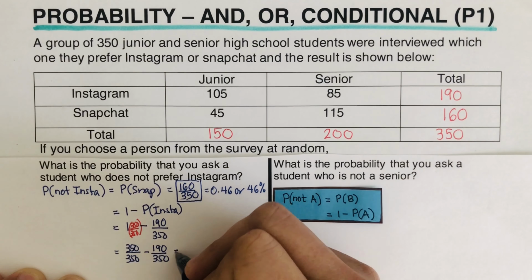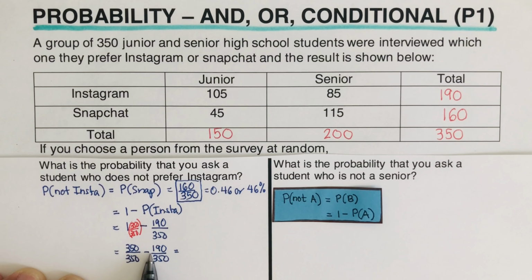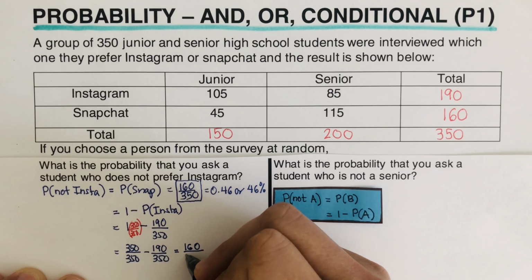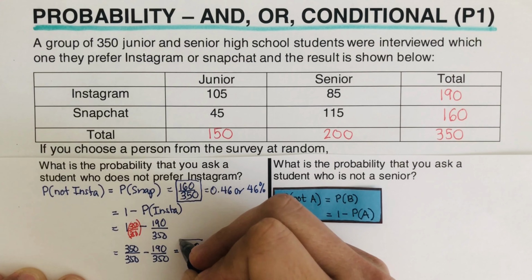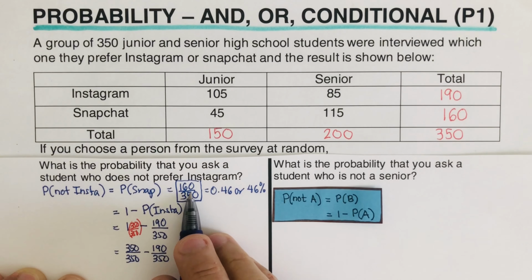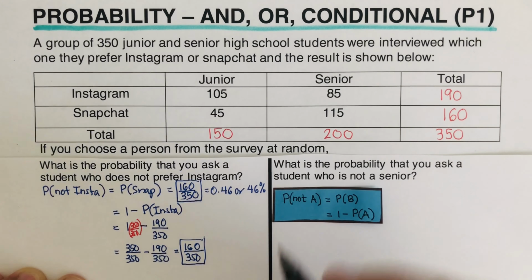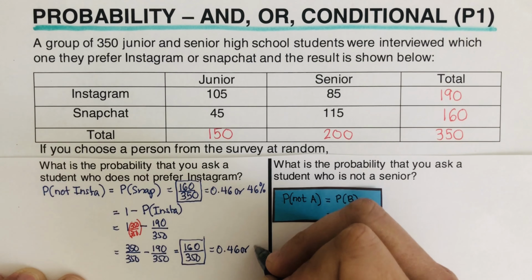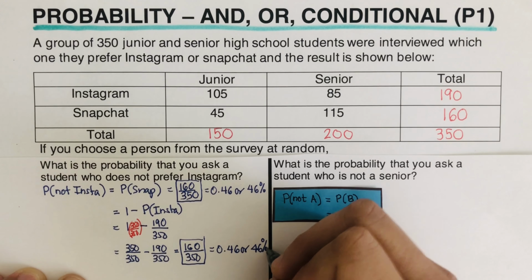So this would come out, 350 take away 190 is 160. So that's going to be 160 over 350. Pretty much they have the same answer up there. So 160 over 350, and this one right here again is 0.46, or 46%.